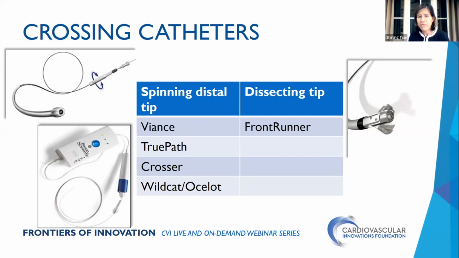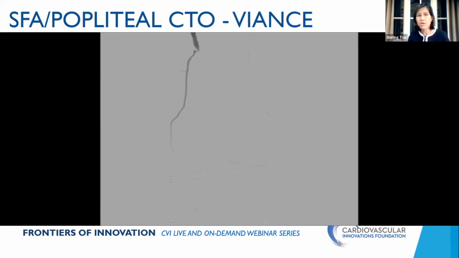Then the other ones have some sort of rotating distal tip. So the Viance, you actually manually rotate or spin the tip, and then the TruePath, the Crosser, and the Wildcat have some sort of motorized device that spins or dissects through this. Basically the idea there is once you get the catheter into the top cap, you just sort of drill through the occlusion. So here's an example of an SFA popliteal CTO using a Viance.